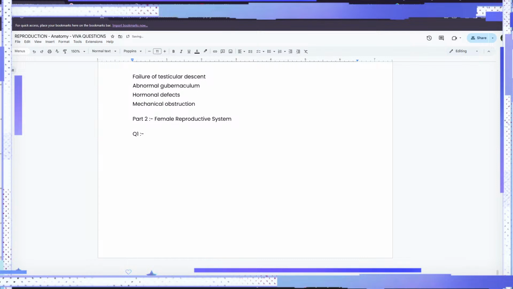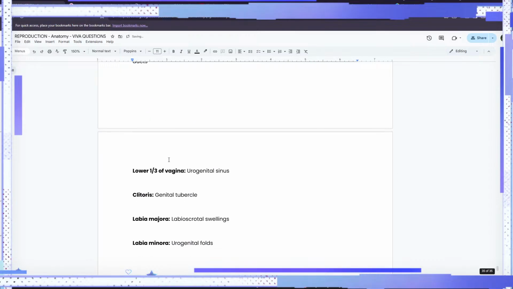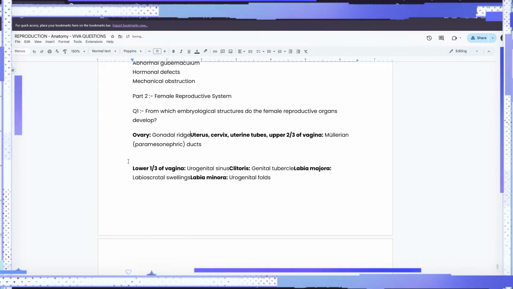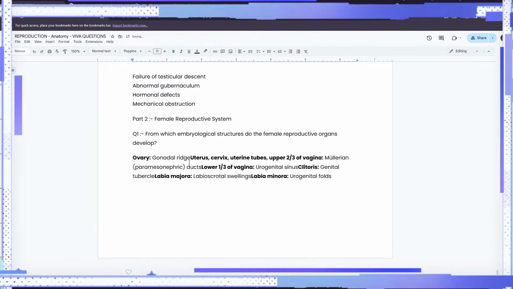So question number one, as simple as that: from which embryological structures does the female reproductive system develop? Keep the answer simple, sweet, awesome. If we look at females, the picture is the same for everyone. There is no shame in that sense.